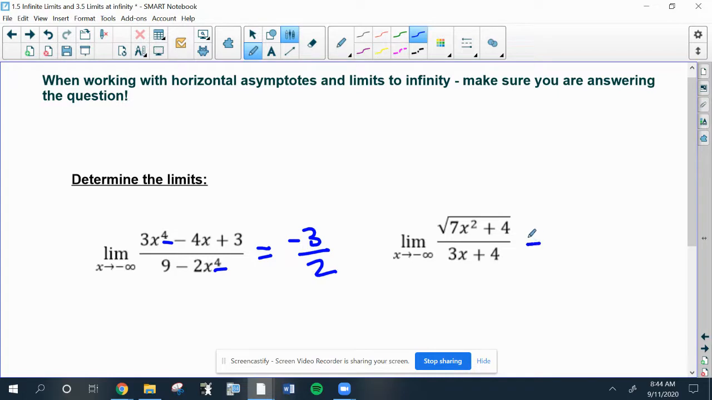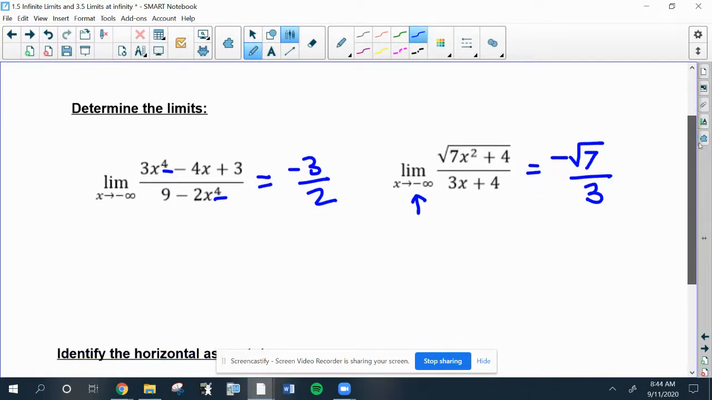So we're going to take the ratio of the leading coefficients. Be careful here. The leading coefficient of the top is the square root of 7. Leading coefficient of the bottom is 3. But we're approaching negative infinity. So what we learned from the last video is always make this the opposite. There you go. You're done with that one.